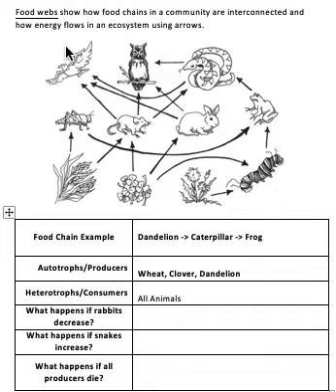So up here, I just want you to take a quick look at what we wrote for you. Food webs show how food chains in a community are interconnected and how energy flows in an ecosystem using arrows. It's not that different from the food chain. The food web just can have a lot of different connections. You can see this. It looks a lot more complicated than our chains, and it is more complicated.